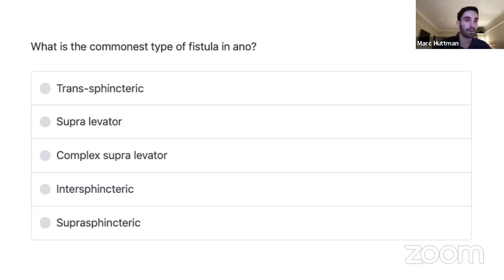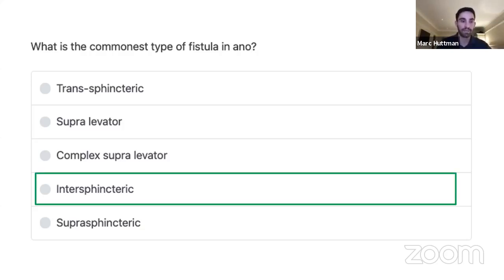Thank you. So what is the commonest type of fistula in ano? We have said this outright, so I hope you will remember. I'll give you a few seconds to work out what each of them are, try and imagine each one. So transphincteric, going through both the sphincters; supralevator, going way above all of them through the levator muscles; complex supralevator, a complex version of what we just said; intersphincteric, in between the sphincters, so it goes through the internal and then comes out; and then suprasphincteric, through the sphincter but at the top. Most common, intersphincteric. Least common, suprasphincteric.